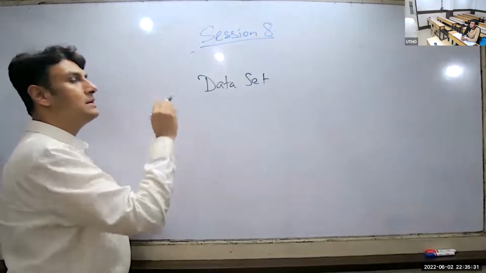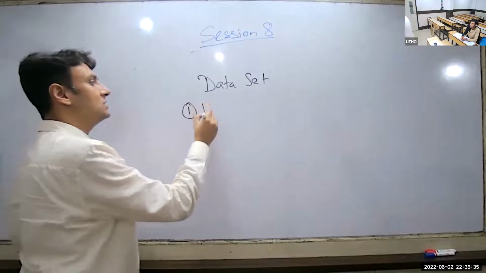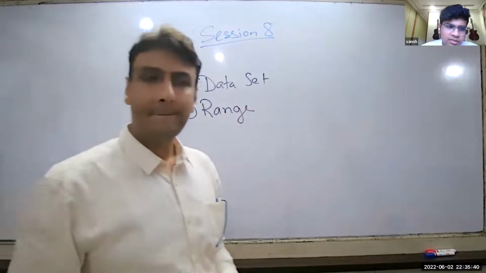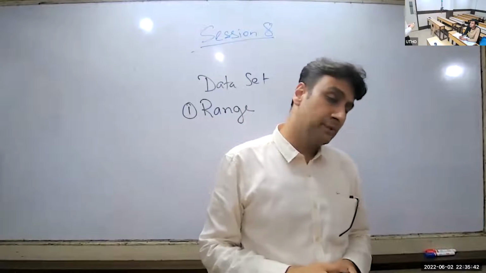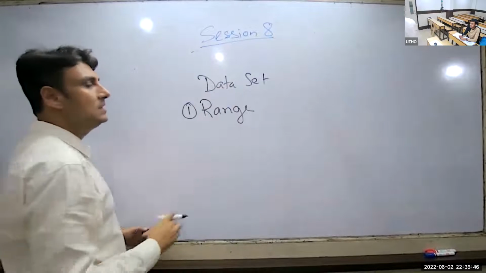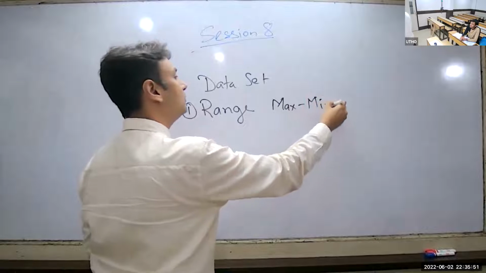Two things from an SAT perspective that you must know about a data set. There's something called range. What do you mean by range? Difference between the smallest and the largest value. Absolutely correct. So the range of a data set means your max value minus your min value.